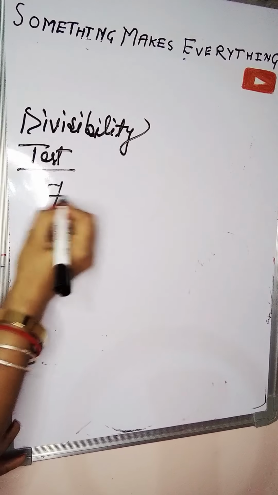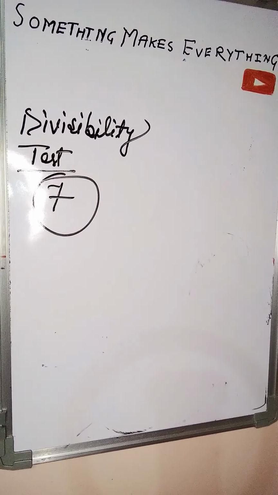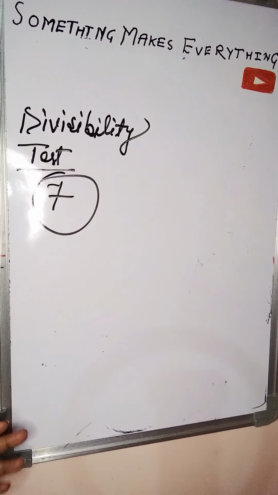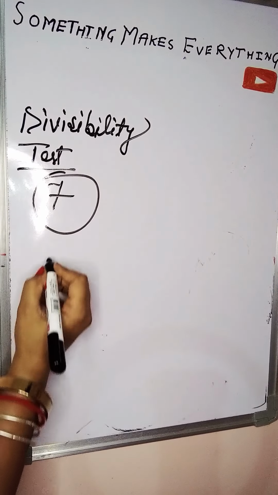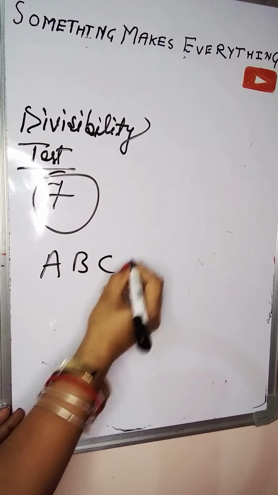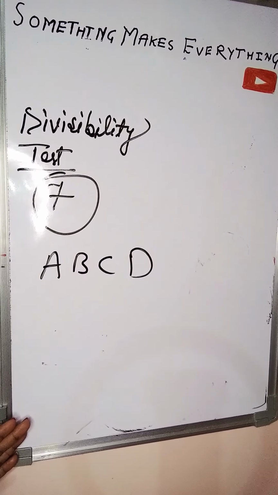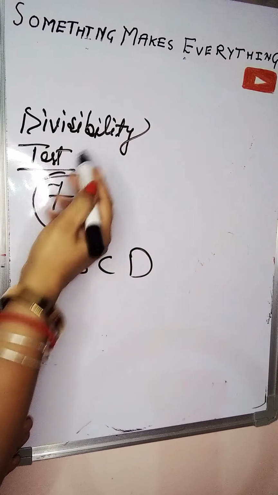Now we have 7. This number is very important, because it has a multifarious nature. There are so many rules for the test of divisibility with the number 7. So the first one that we have is, suppose I have some 4 digit number. This number I have.